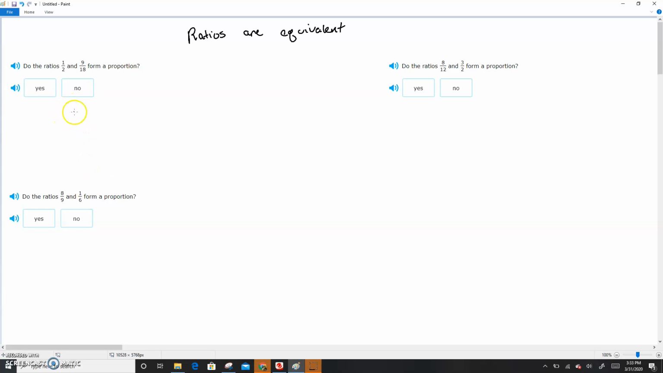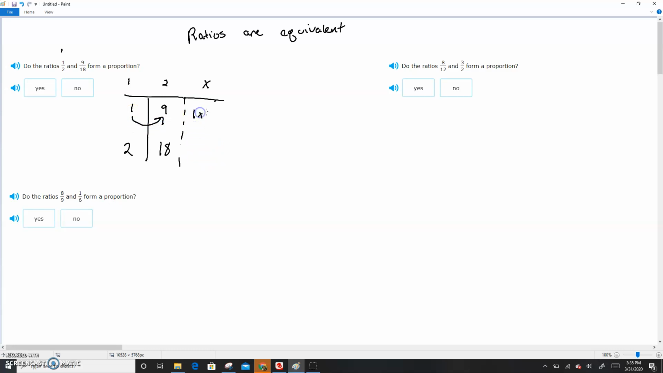It says, do the ratios 1/2 and 9/18 form a proportion? What I'm going to do is create a table. Say 1 for fraction 1 and 2 for fraction 2. I'm going to put 1 and 2 in my first column. This is fraction 1, and 9 and 18 in my second column. And what I'm going to figure out is this third column of multiplication.